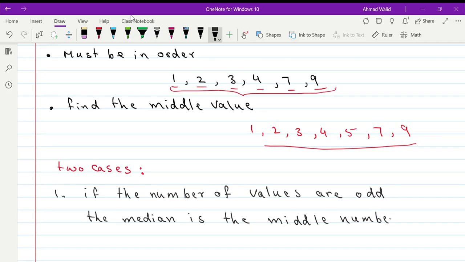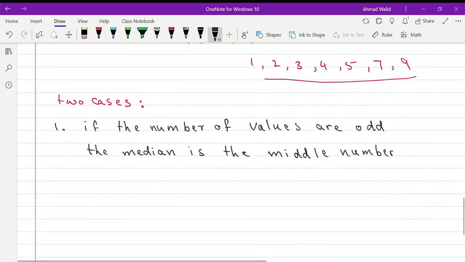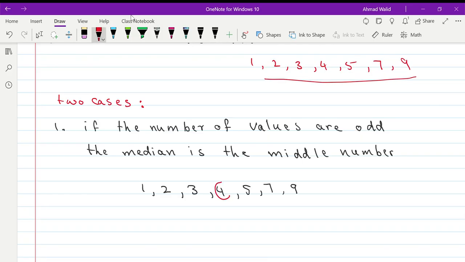For example, in the data set in red, I have 1, 2, 3, 4, 5, 7, 9. It's an odd number of values, right? Where is the median? 4 is the median. You see 3 on this side, 3 on this side, then 4 is the median. That's why you also have to order your data. Because if I don't order it, and 9 was there, is 9 the median between these numbers? No. That's why I told you first order your data.